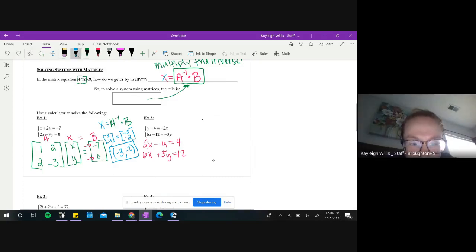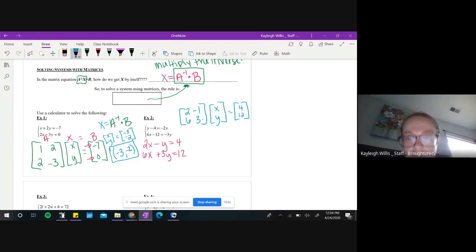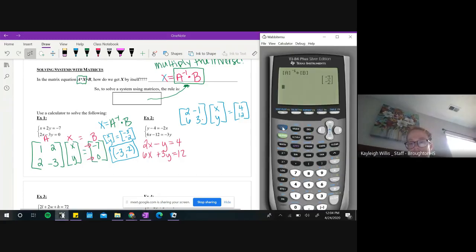All right. So this one right here, I'm just going to quickly write it: 2, -1, 6, 3. Then we have X, Y. And then we have equals 4, 12. Now, Miss Marshall got it all in order for us, so that's why I redid the order. So now we just go straight to our calculator and we type it in. This would be a good time to pause the video and see if you can do it.